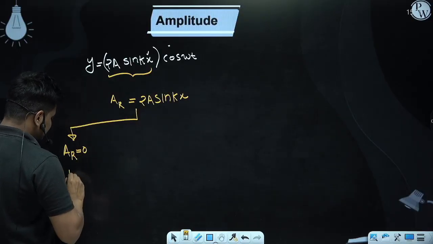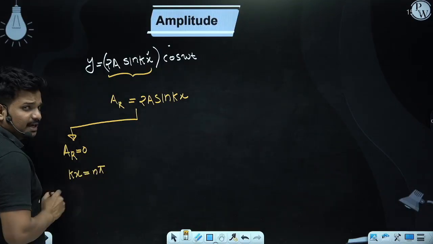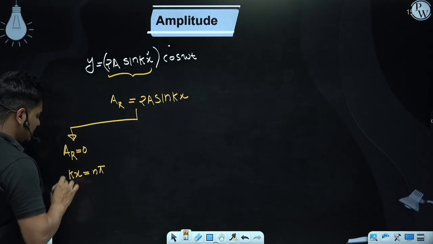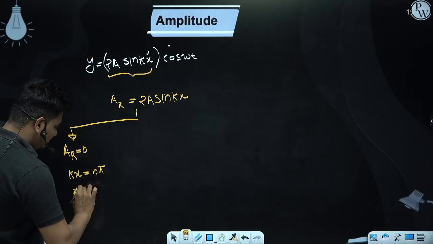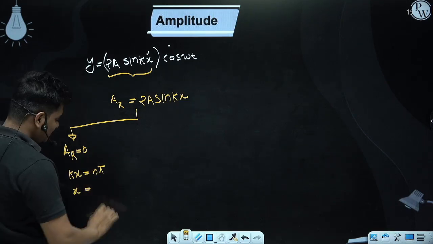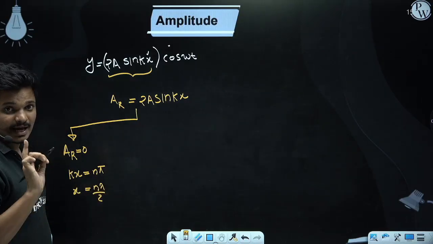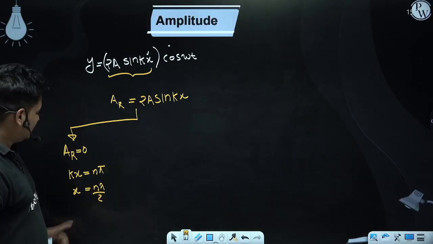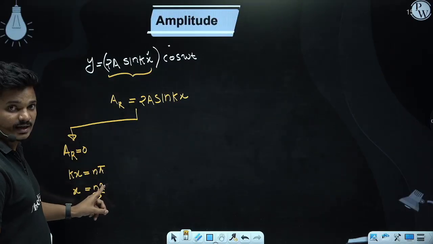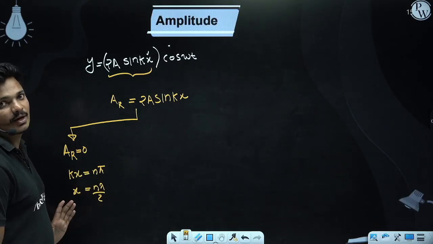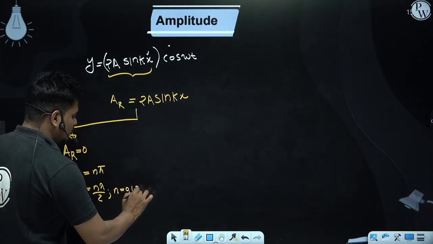When sin kx is 0, that means kx is equal to n pi, simple trigonometry. What is k? That's the wave number, 2 pi by lambda. Just put here 2 pi by lambda x equal to n pi. So after that what we get, x is equal to n lambda by 2. Pi will be cancelled, then lambda goes here. And what is n? n is a positive integer, n is equal to 0, 1, 2 and so on.